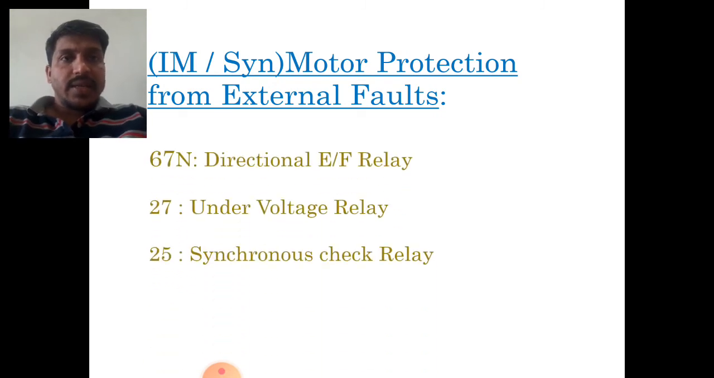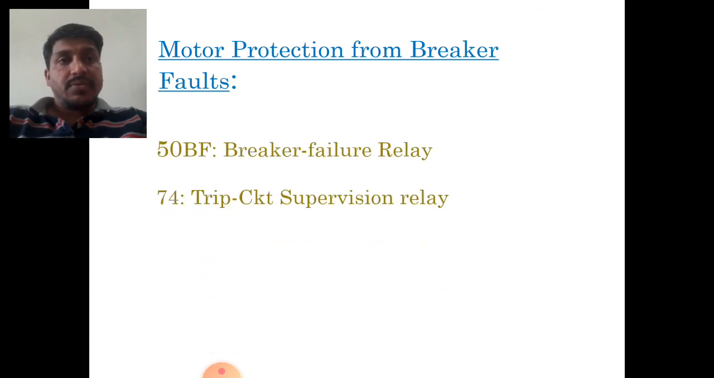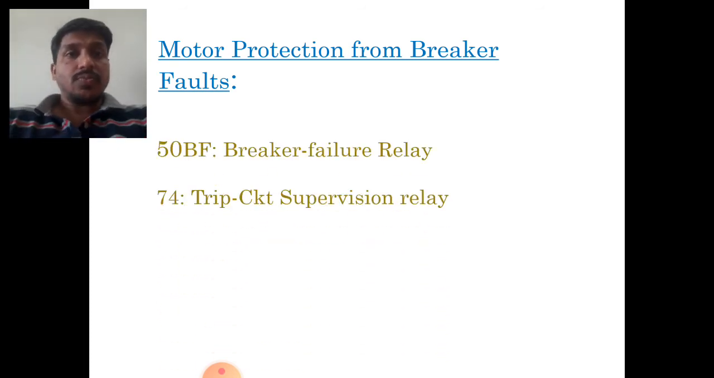There are a few more relays like directional earth fault relay, that is 67N. Then there is under voltage relay 27, synchronous check relay 25. Now, what happens if your breaker fails or if there is a fault inside the breaker? So two relays are used to protect the motor from breaker failure. That is 50 BF, the breaker failure relay.